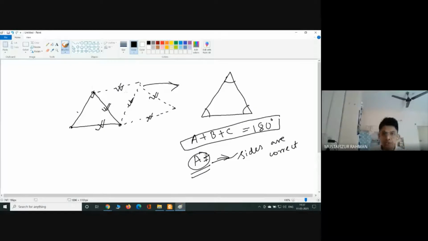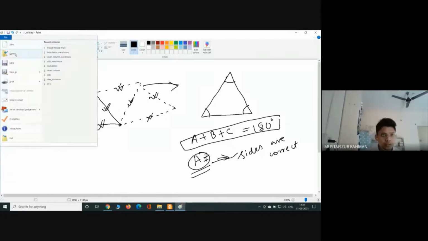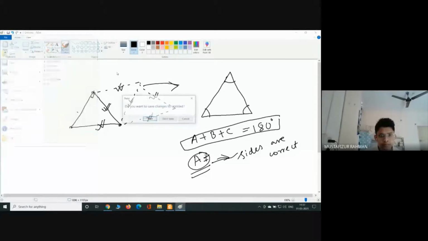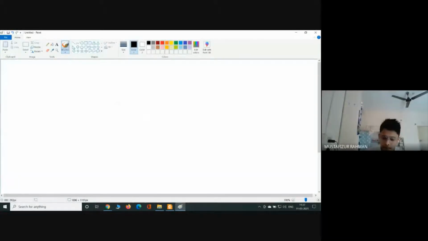Now, for what do we use triangulation? We will use it for large works. One of the most common examples is near water bodies, lakes or rivers. Around there, we can use triangulation survey to carry out our survey work.